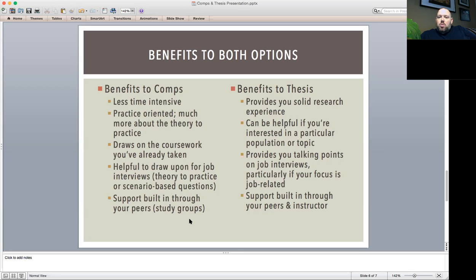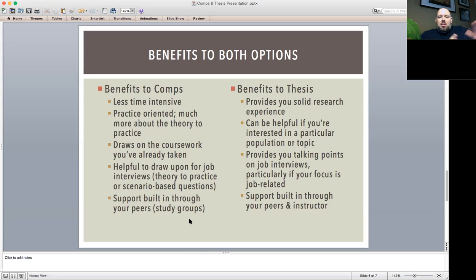It is much more practice oriented. So it's much more about theory to practice. And again, it's drawing on coursework that you've already taken. As you could imagine, some of the questions that might be on the comps may be very similar to questions that you've had as assignments in different classes. So if you go back and read your papers, if you go back and read the PowerPoint notes and other pieces, if you have a couple of theories that you can feel very confident in knowing backwards and forwards from counseling theory, career, other counseling classes, that's going to be helpful for you.